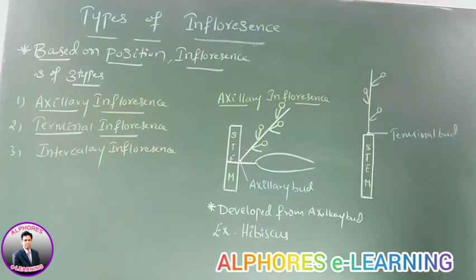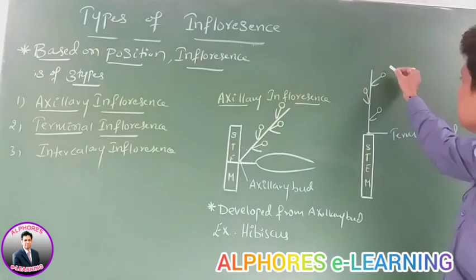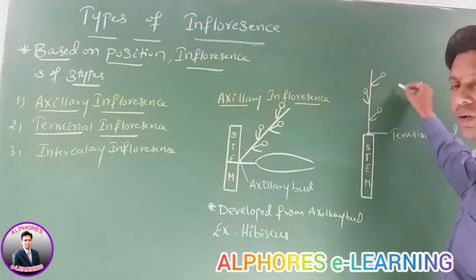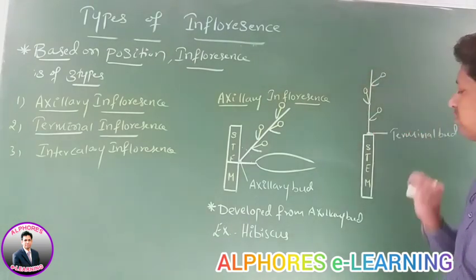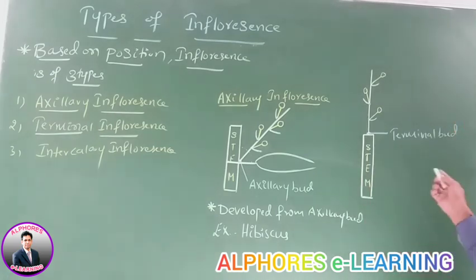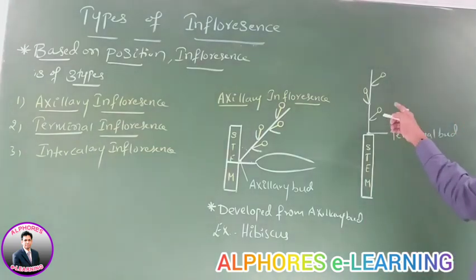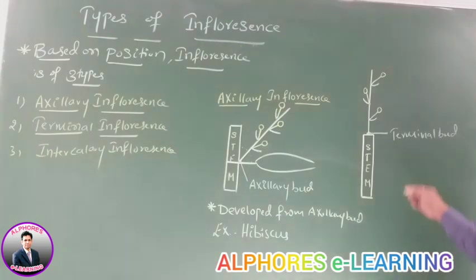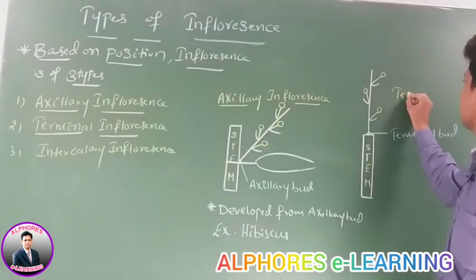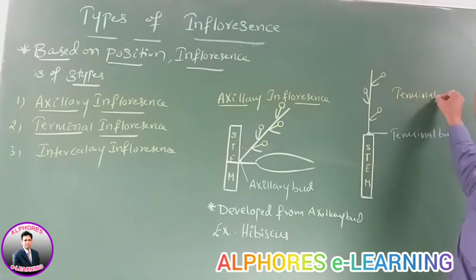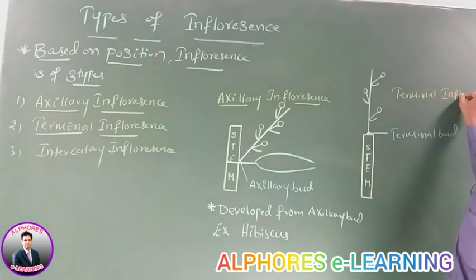What are developed? Flowers are developed. Now see here, this is inflorescence. This inflorescence is developed from which bud? Terminal bud or apical bud. This inflorescence is called a terminal inflorescence.